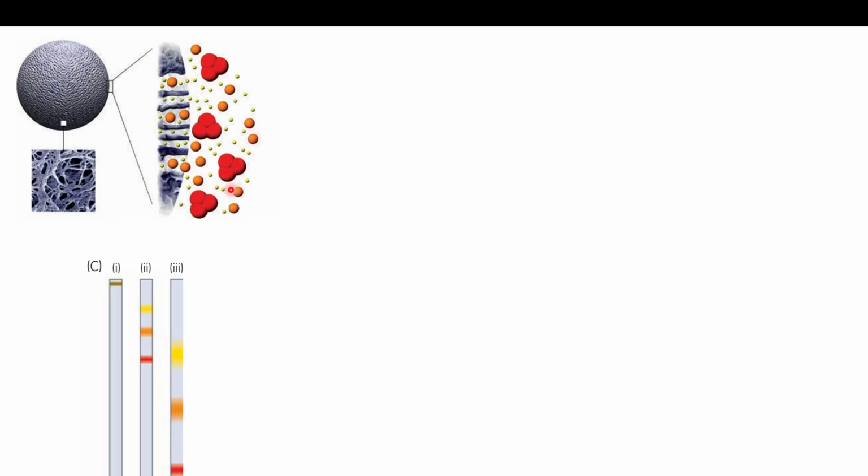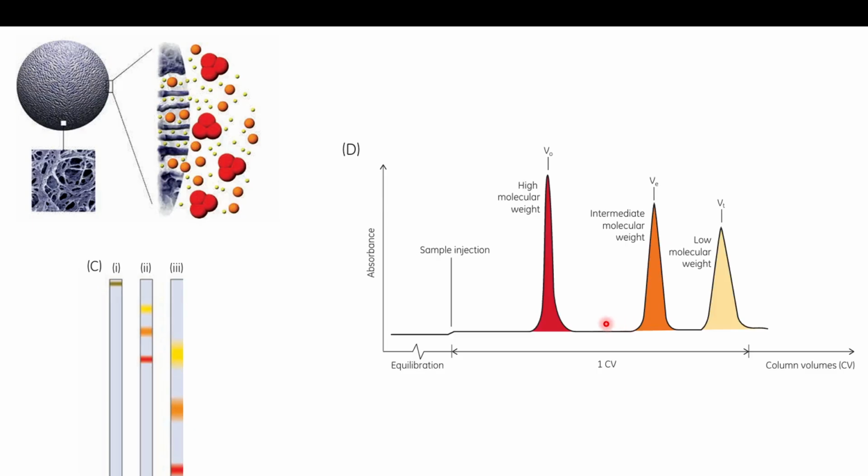The largest ones, the red ones here, are passing through the matrix with much higher speed, passing through quickly as compared to these yellow ones, the smallest ones, which have access to all the pores of the matrix, and hence take a longer time to go through the resin. Okay. Eventually, these red ones will elute out earlier than the other types of molecules. Okay, so this is the point.